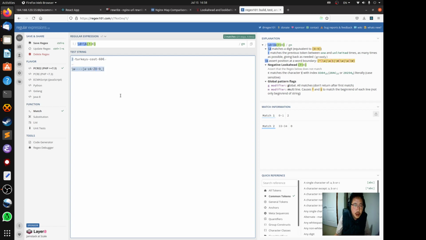Let me just get rid of this. And here, 2 is a word character, but the space is not. So we got 2 boundaries, which is here and here. And what's the condition?